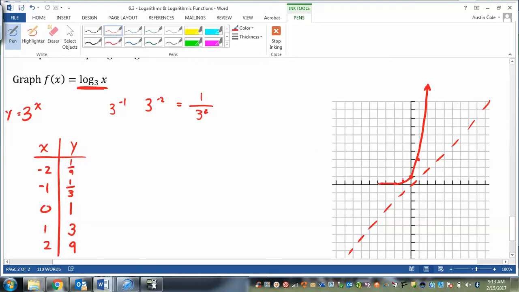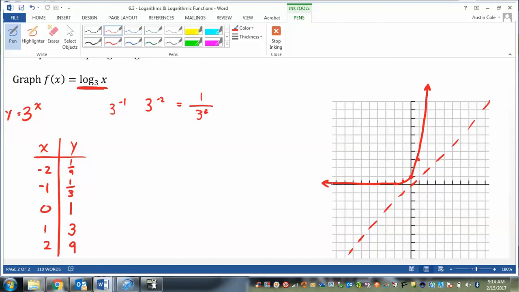Is this graph ever going to cross 0? No, there's a horizontal asymptote. Guys, that's 3 to the x. We've talked about that in section 1. Exponential graphs, that would be an exponential growth function. Now here's what I'm going to do. That's not our graph of log base 3 of x.